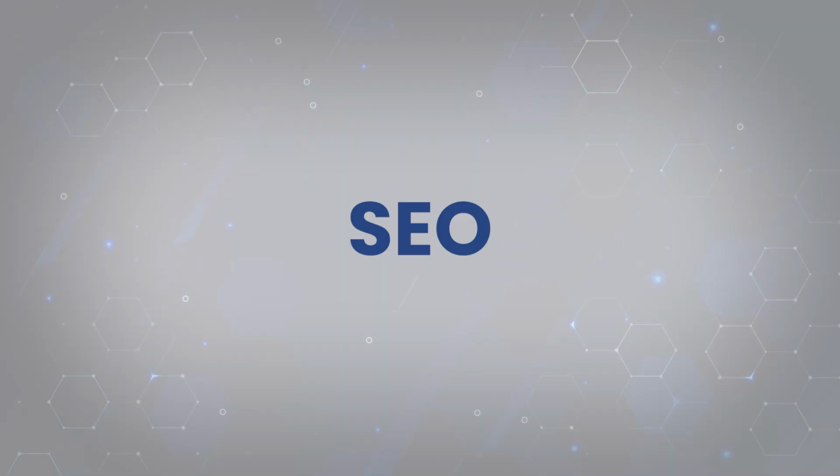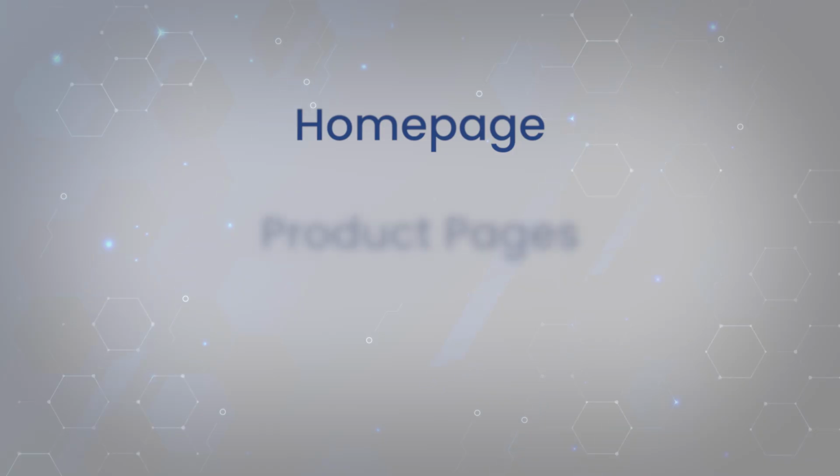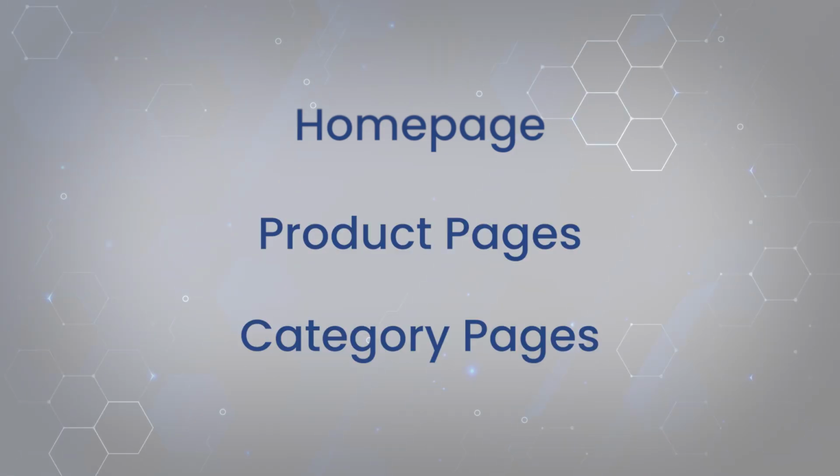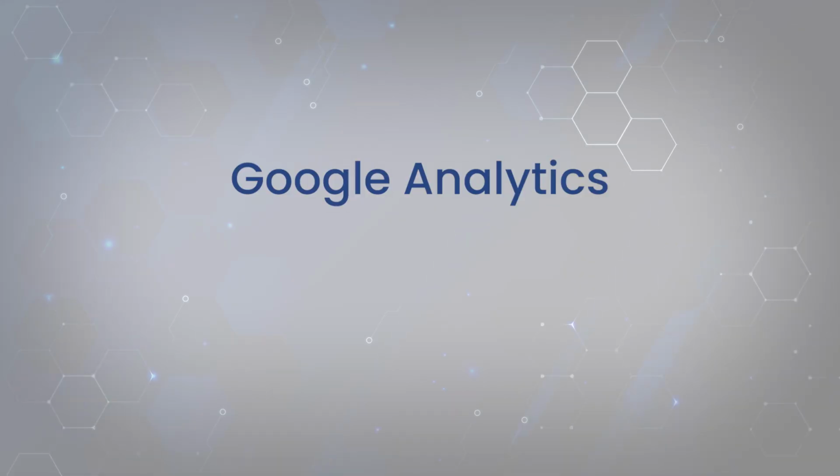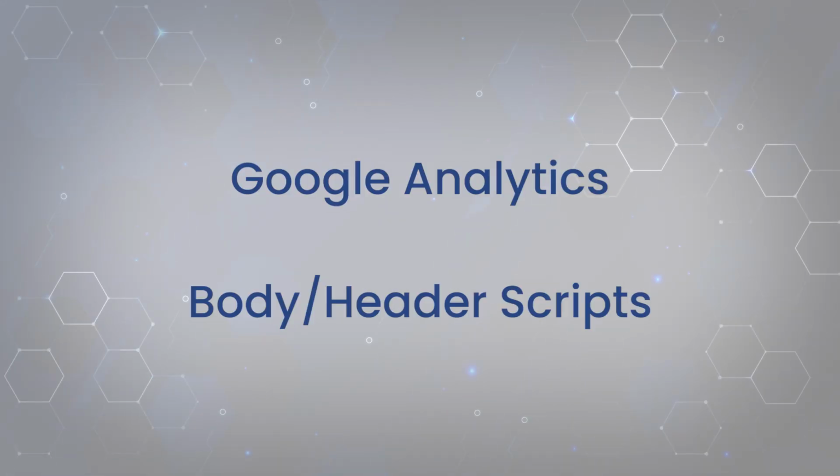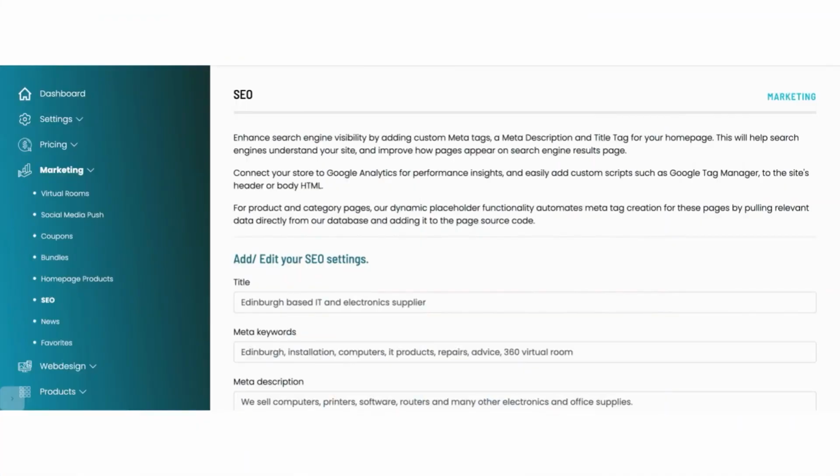The SEO feature allows you to add meta tags for 3 parts of your website: the home page, product pages, and category pages. It also allows you to connect to your Google Analytics account and add custom scripts to your site. In your reseller admin, your first step is to go to the marketing option in the menu. Then go down to SEO.